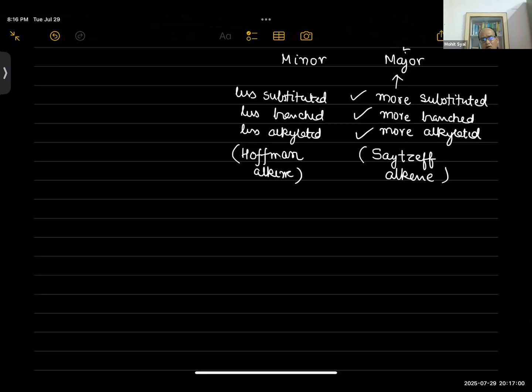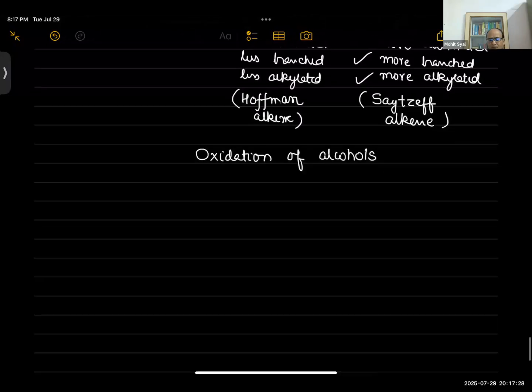Now we are going to discuss the oxidation of alcohol. So Ibrahim, what do you mean by oxidation? Removal of electrons, or addition of oxygen. Yes. Removal of hydrogen is also oxidation. Got it? Or addition of oxygen. So you have different definitions for oxidation.